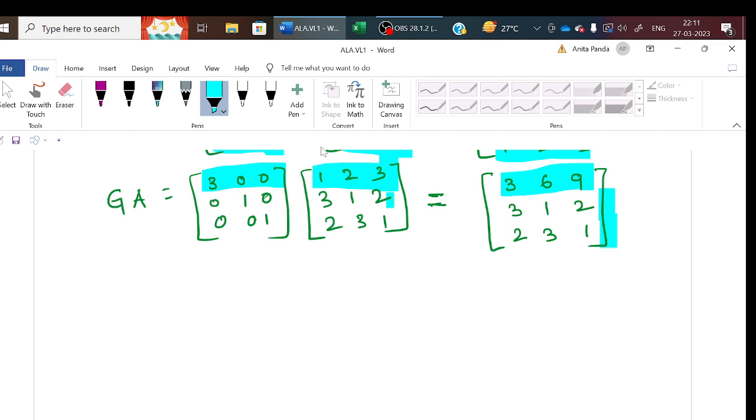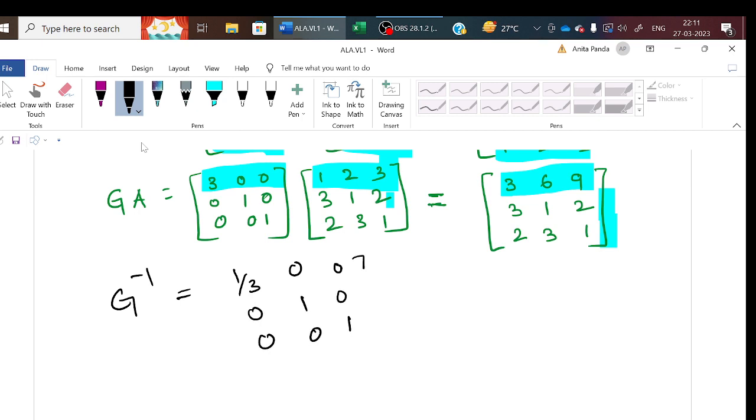What is G inverse? G inverse is 1 by 3, 0, 0, 0, 1, 0, 0, 0, 1. What is F inverse? F inverse is F itself. And what is E inverse? E inverse is 1, 0, 0, 0, 1, minus 3, 0, 0.